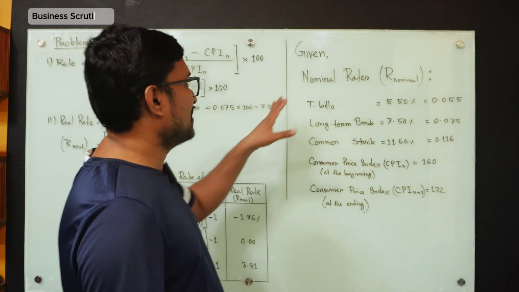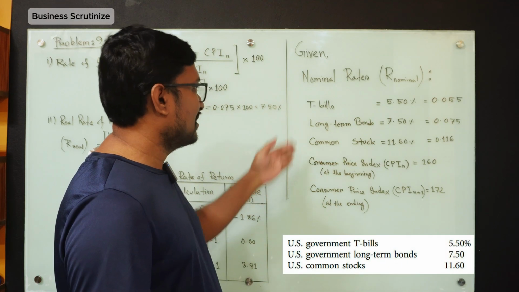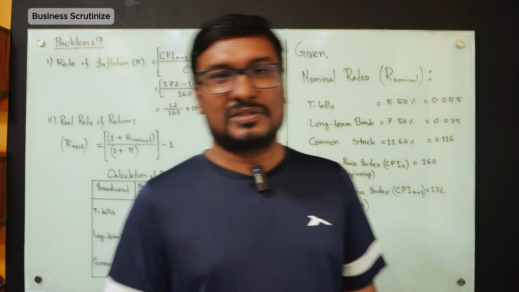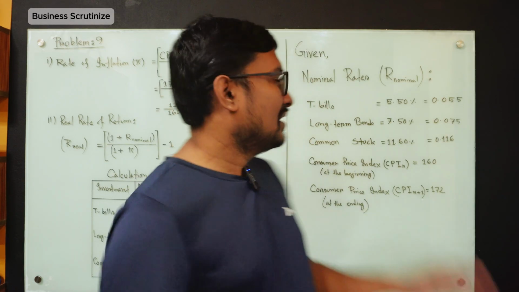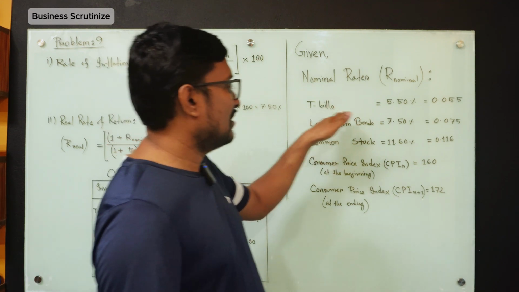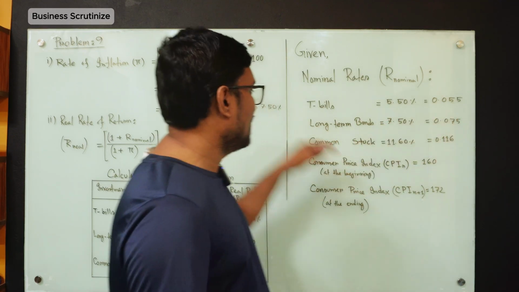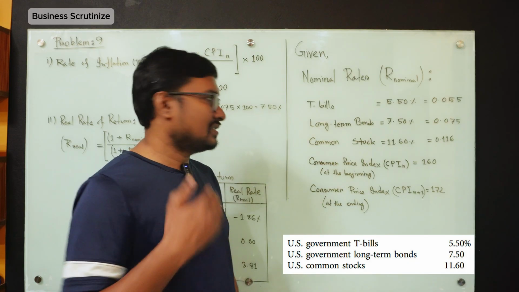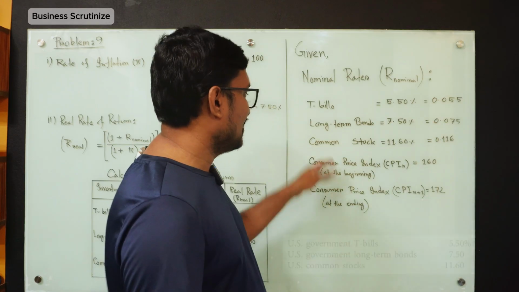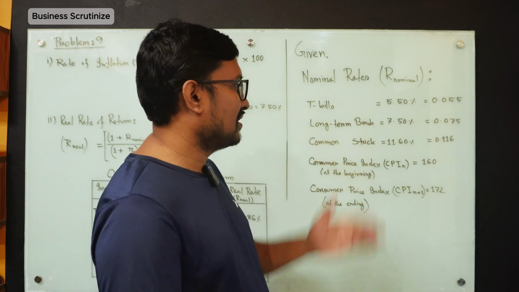In this problem, you can see we are given different nominal rates, written as R nominal, for different investments. The first one is T-bills, meaning treasury bills. As we know, T-bills are issued by the government, and this instrument provides the risk-free rate of return. Here the nominal rate of T-bills is 5.5%, which can be written numerically as 0.055. The next investment is long-term bonds, which have a 7.5% nominal rate, that is 0.075, and lastly common stock, which has 11.6% as the nominal rate, or 0.116.